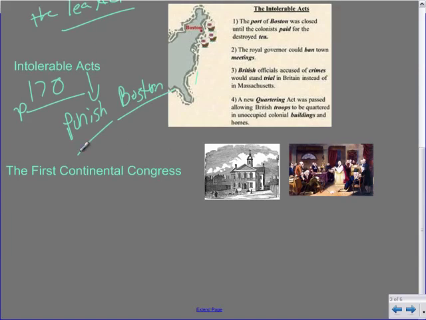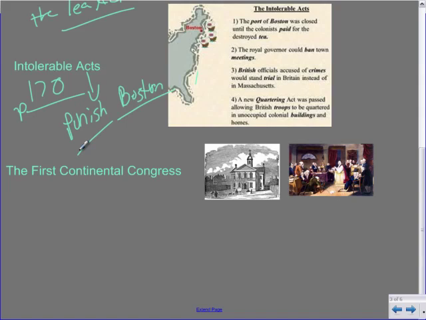The First Continental Congress is not on your study guide, so I wouldn't worry incredibly too much about it, but it's kind of the first meeting of representatives from all over the colonies to talk about how we're going to protest or resist the British rule. They write the Olive Branch Petition.